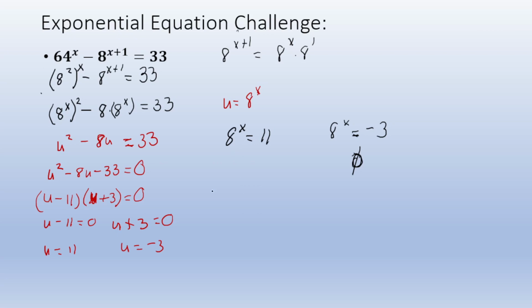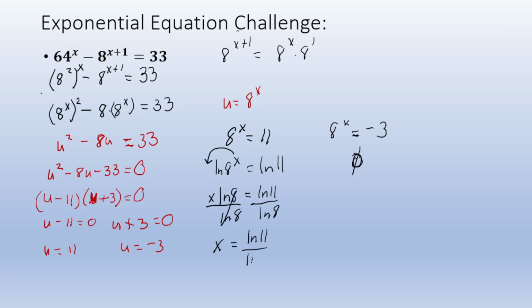Much like a previous example, we take the natural log of both sides, then apply the power property, which gives us x times the natural log of 8 equals the natural log of 11, and then divide both sides by natural log of 8, which gives us a solution of x equals natural log of 11 divided by the natural log of 8.